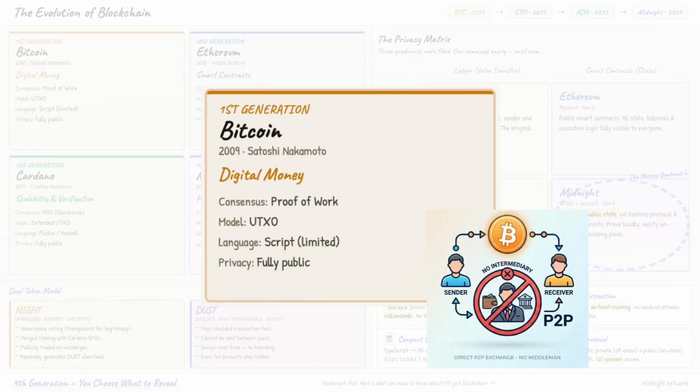Miners compete to solve cryptographic puzzles, and the winner gets to add the next block. I know this is really energy intensive, sure, but it's also battle tested. More than 15 years and nobody has ever hacked the system. The data model is called UTXO, unspent transaction output. Think of it like cash. You don't have a balance in Bitcoin the way you have a balance in your bank account. Instead, you have a collection of unspent outputs from previous transactions, like a wallet full of specific bills.